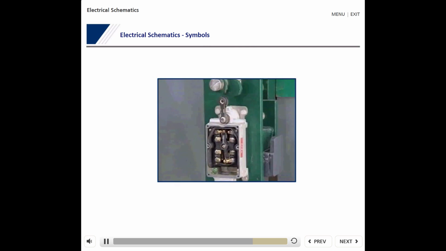For example, contacts in this limit switch are open when the valve is closed. So, the state of the contacts supplies information about the valve position to the control circuit. Select Next to continue.